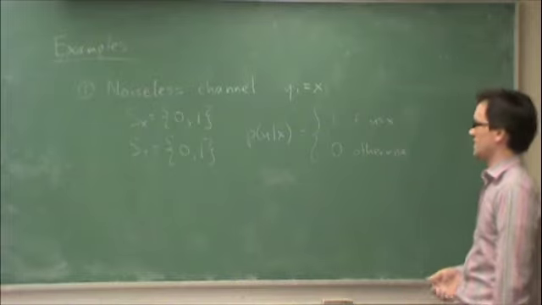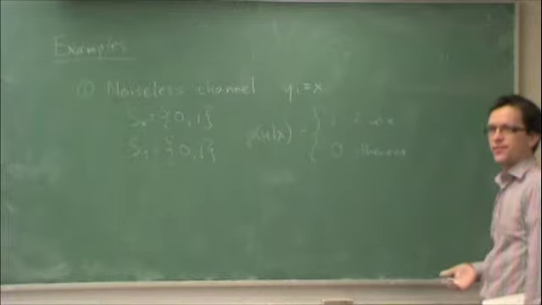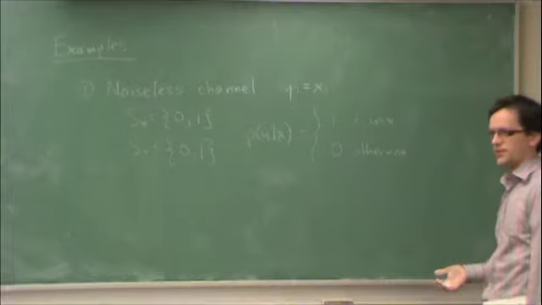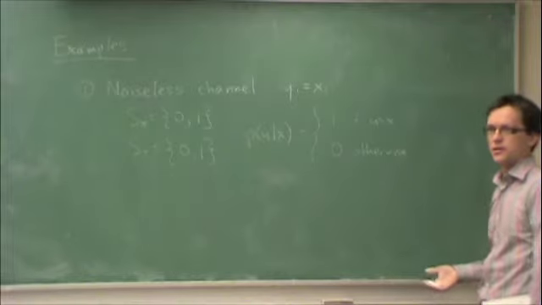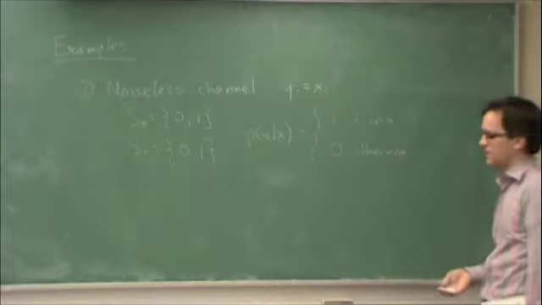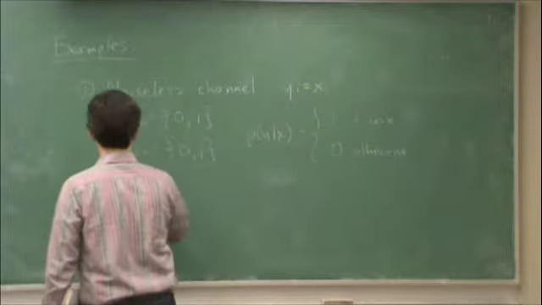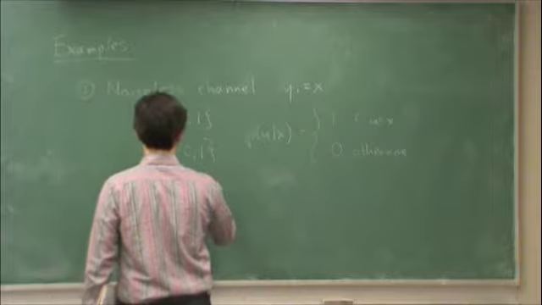So what would we expect the capacity to be? How many bits per channel use are we getting, do you think? 1. So I stick in a bit, I get out a bit. So we expect capacity to be 1.